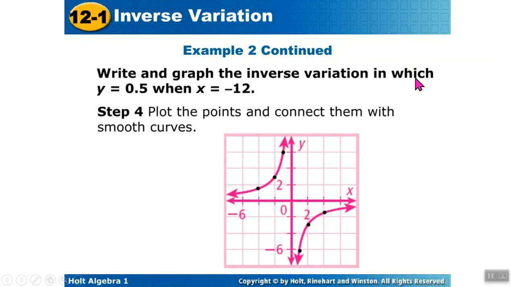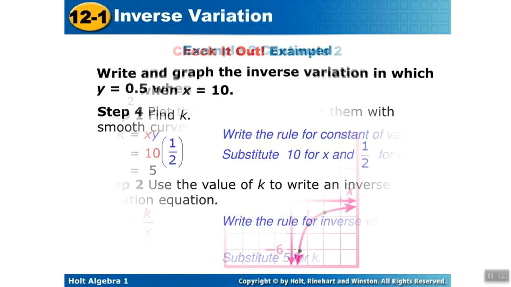Look here, after we plot it, we got this graph. Connect between them, we got two smooth curves. This is the first and this is the second one. This is the graph of the inverse variation. Okay, let's take another example.